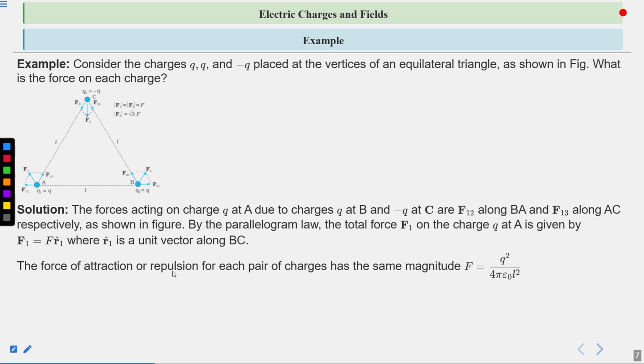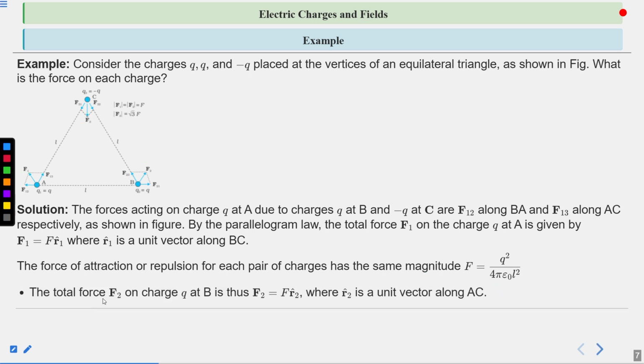The force of attraction or repulsion for each pair of charges has the same magnitude for each pair: F12, F31, and so on. The magnitude is the same. So F is equal to q squared divided by 4 pi epsilon naught L squared. So the total force F2 on charge q at B is F2 is equal to F r2 cap, where r2 cap is the unit vector along AC. r2 cap shows the direction of the force. That's it.